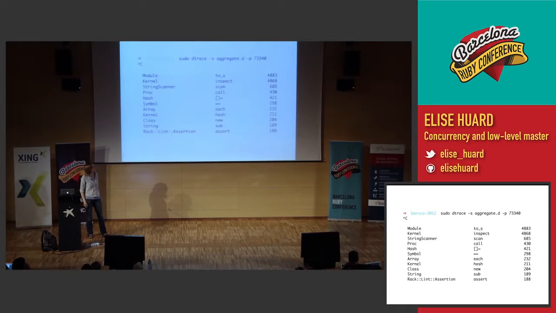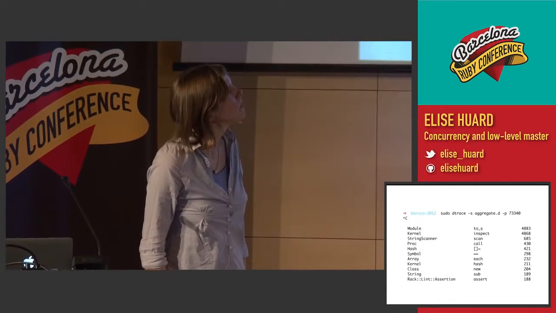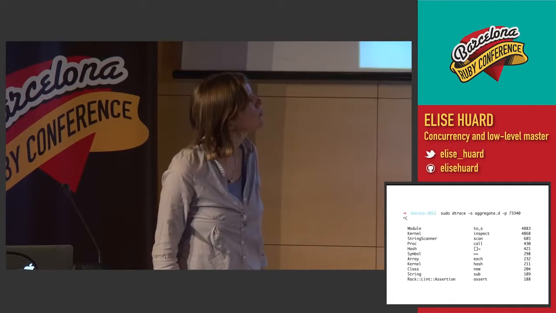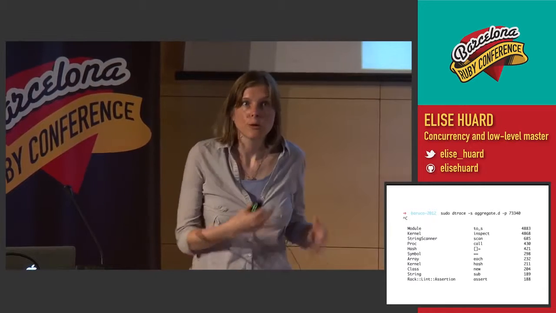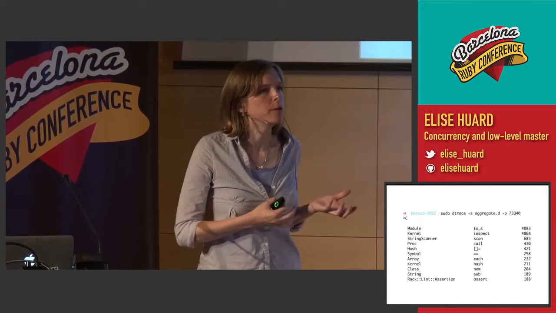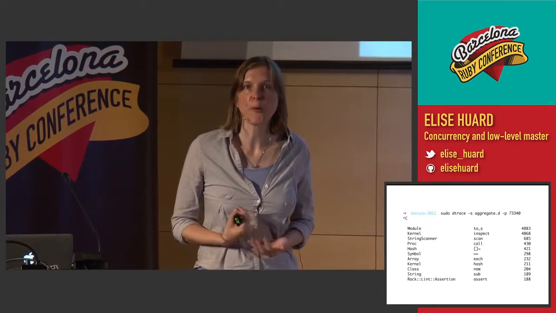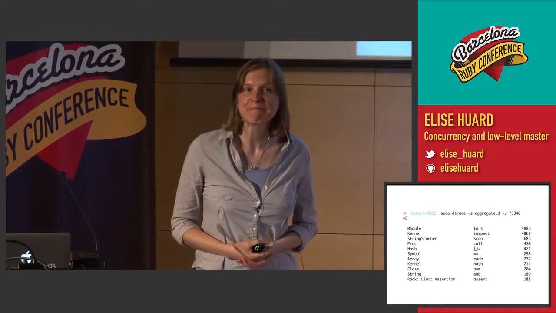2S has run 4,883 times for a very minimal Rails app, and inspect for some reason also a whole lot, which is probably related. So you can start to see that this is going to be very useful. I hope you're a little bit more impressed now.